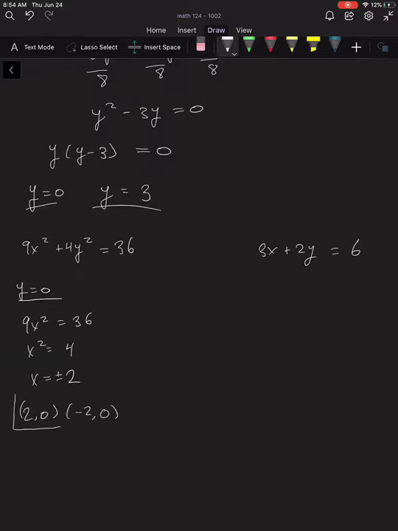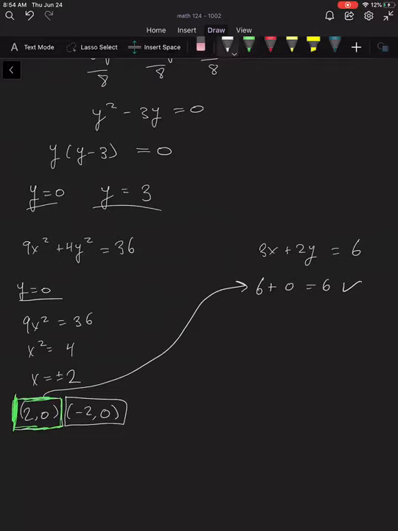But just like before, we have to plug these into the other equation to see if they work. So if we plug this one in, x is 2, so this is going to be 6 plus, and y is 0. So 6 plus 0 is equal to 6. So that one works. So this is a solution.